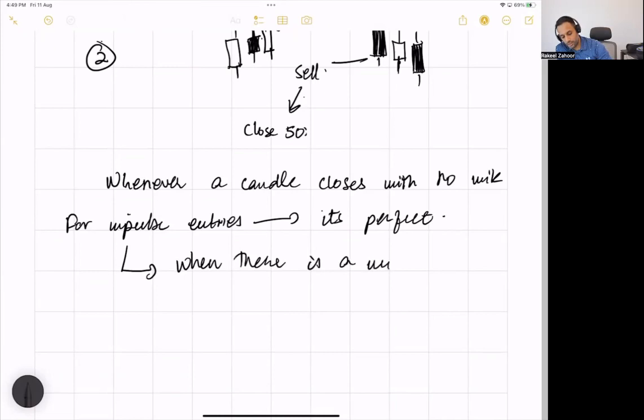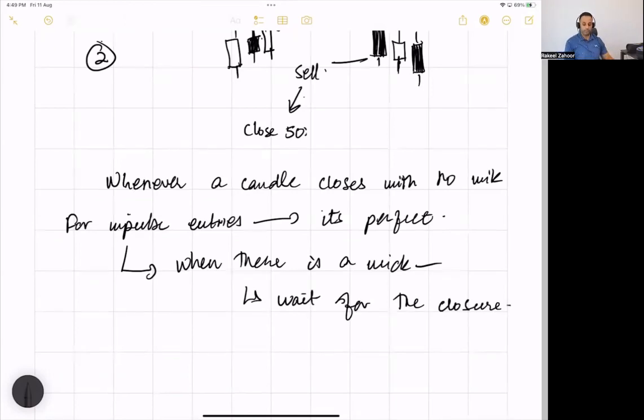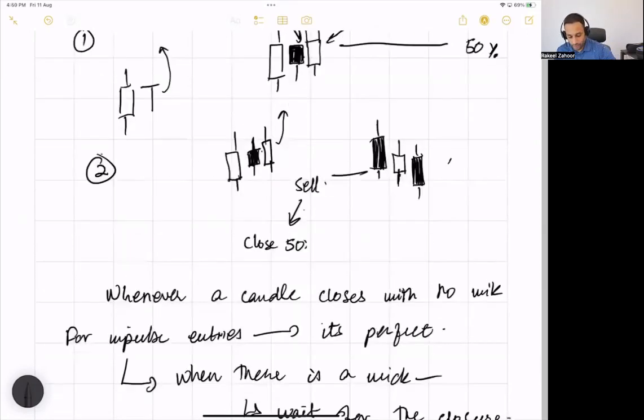And whenever there is a wick, then you have to wait for the closure of the candle. Very simple concepts. Also, let's say you're waiting for this candle to close so you can take a sell on the next candle, and this candle can continue pushing down, and you can just miss the trade. That can also happen. What do you do in that case?